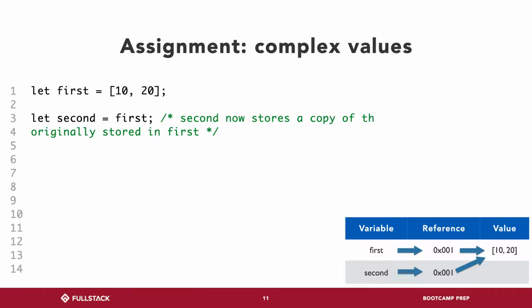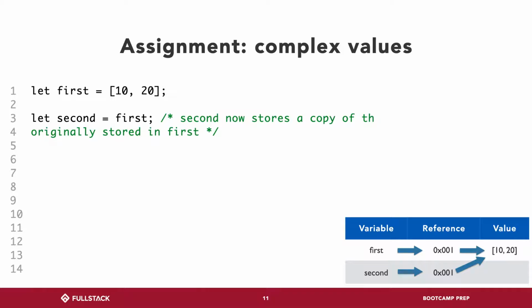Is the reference copied? The reference is copied. Like, if that was just the number 10, 10 would be copied, right? If you set second equal to first, the value 10 would be copied because it's primitive. But since it's complex, this whole reference thing comes into play, and it's referencing something somewhere else.